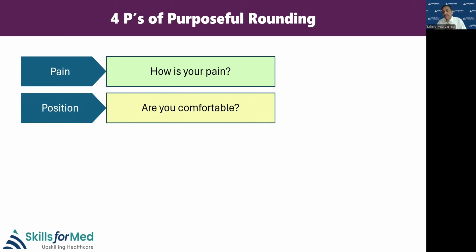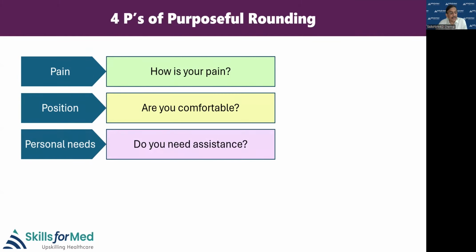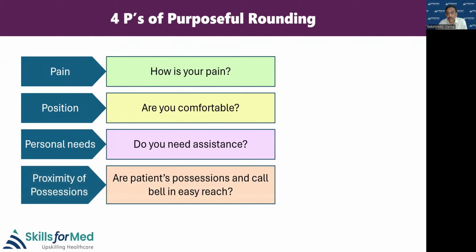Because you see, most of the time the patients will call you because of these things, right? And the third is personal needs. Do you need any assistance, for example, going to the toilet, or anything else, or making a phone call to a relative? So any assistance, you ask for. Proximity of possessions: keep all the patient's possessions and the call bell within easy reach. Possessions meaning maybe the spectacles, hearing aid, or maybe the magazine they are reading, whatever it is.